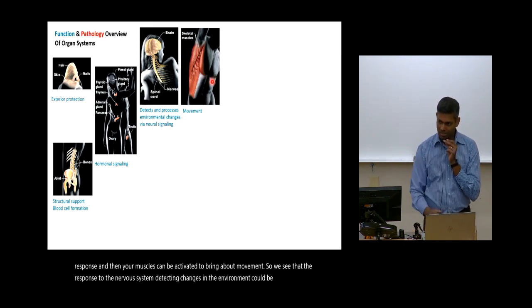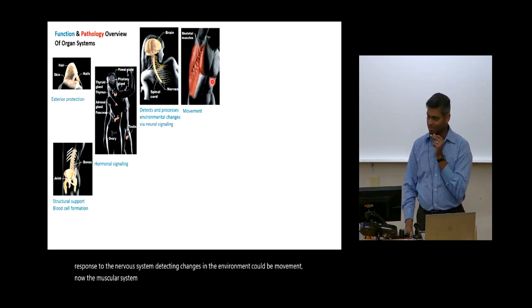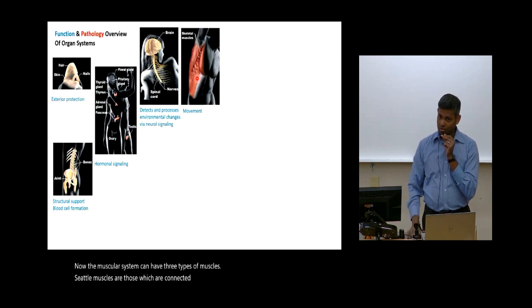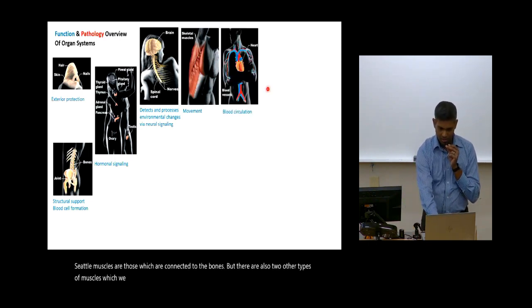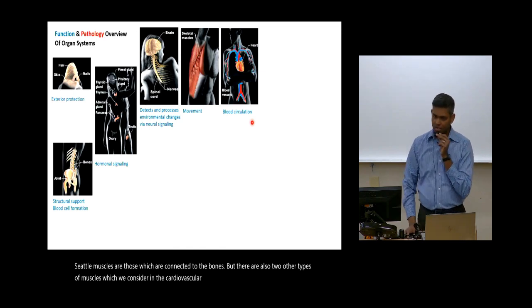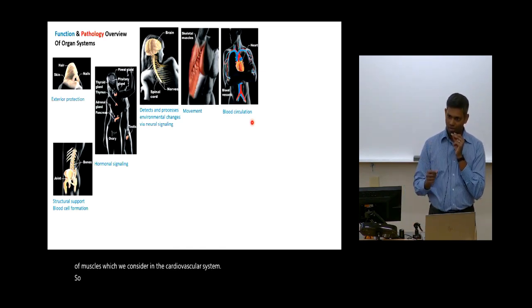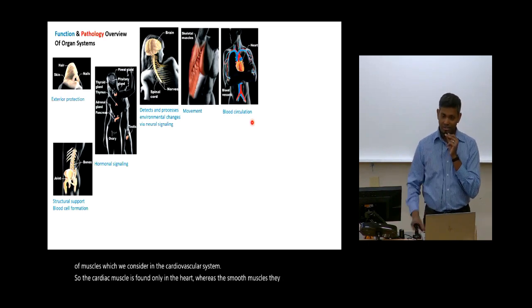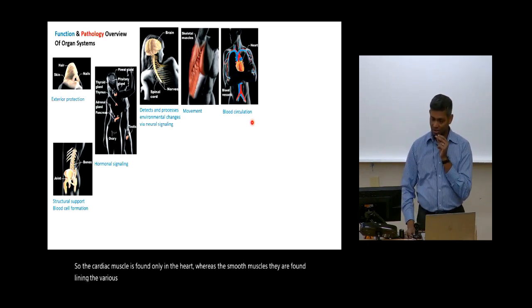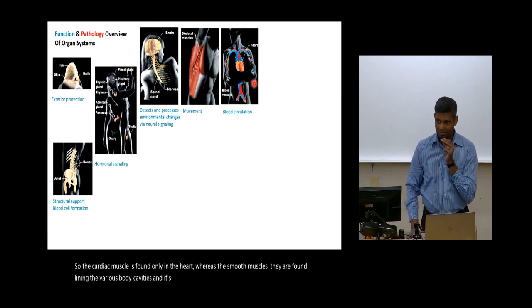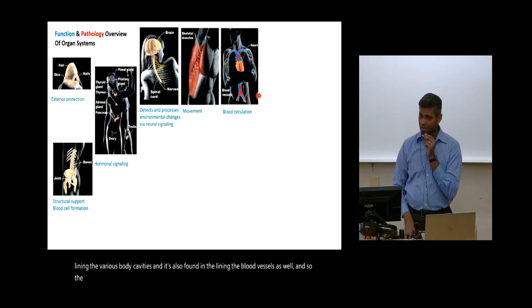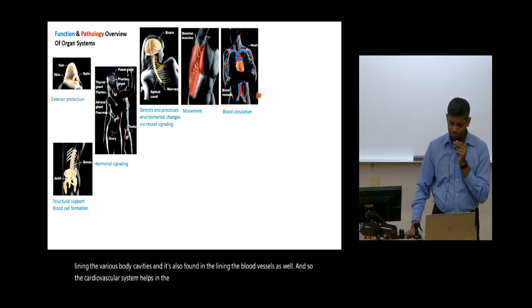Now, the muscular system can have three types of muscles. Skeletal muscles are those which are connected to the bones, but there are also two other types of muscles which we consider in the cardiovascular system. So the cardiac muscle is found only in the heart, whereas the smooth muscles are found lining the various body cavities, and also lining the blood vessels as well. And so the cardiovascular system helps in the circulation of the blood.